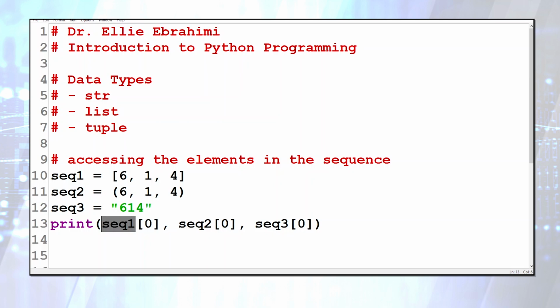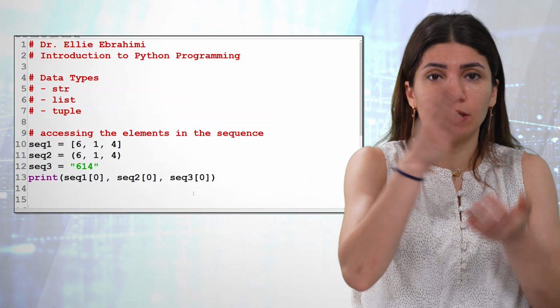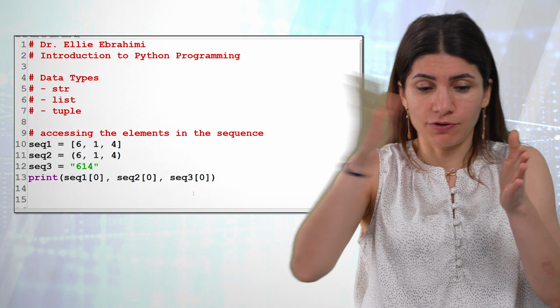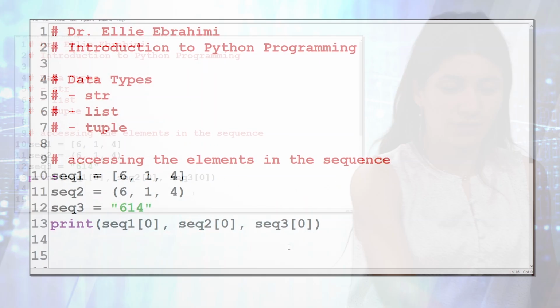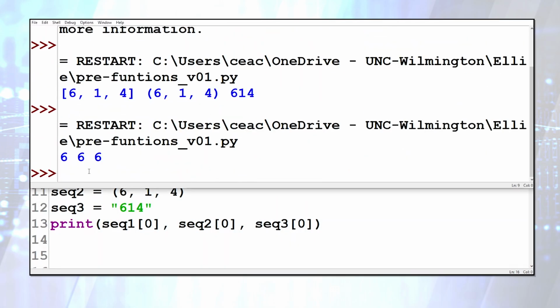So I have a list, square bracket, index number 0. I have a tuple, square bracket, index number 0. I have a string, square bracket, index number 0. So let's go ahead and run it. What I expect to see is 6 from each one of these sequences, because that is what we have in index number 0 in all 3 of them.